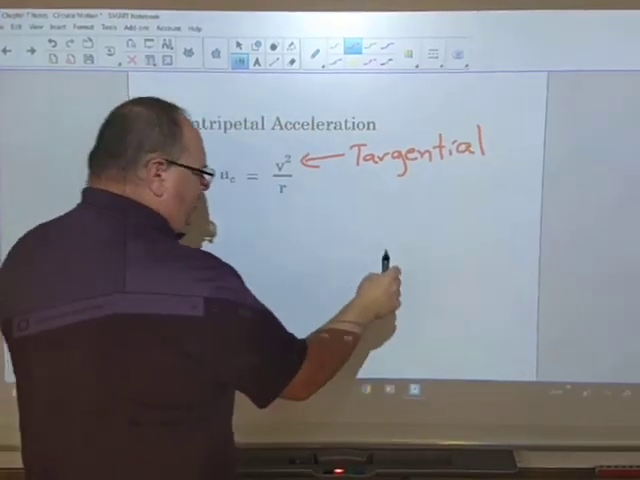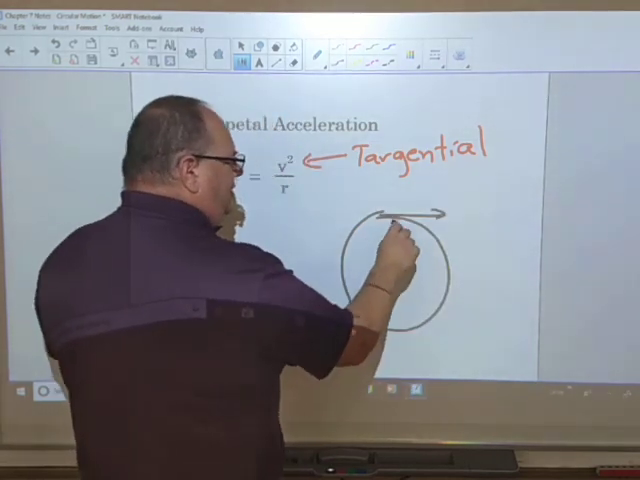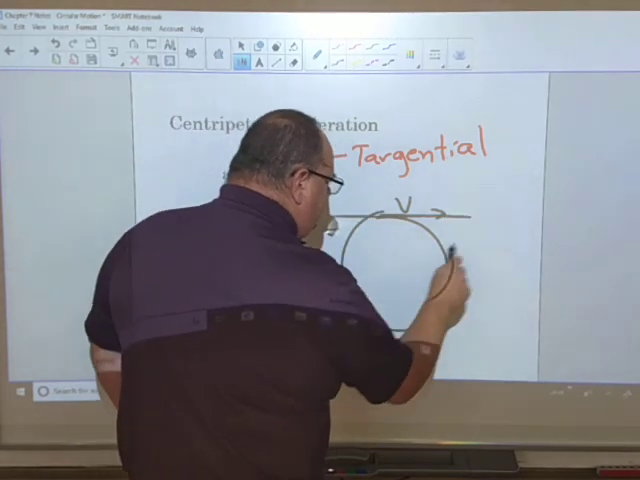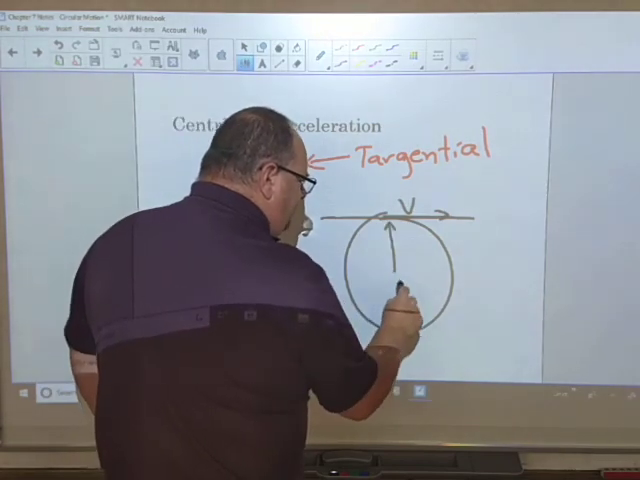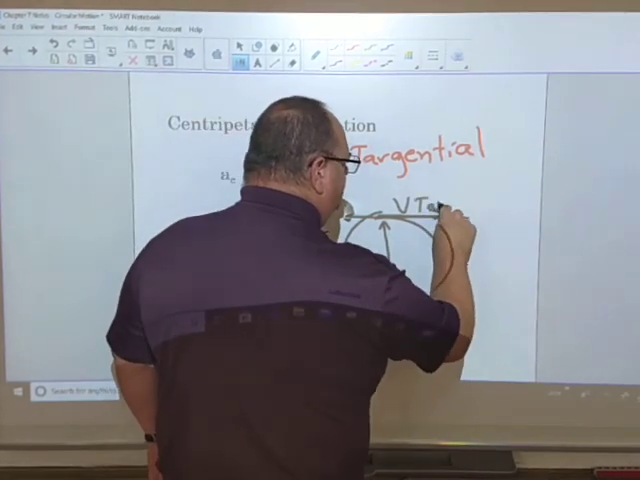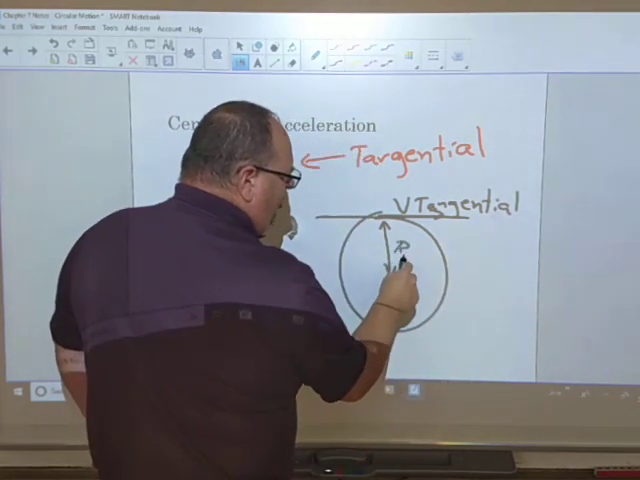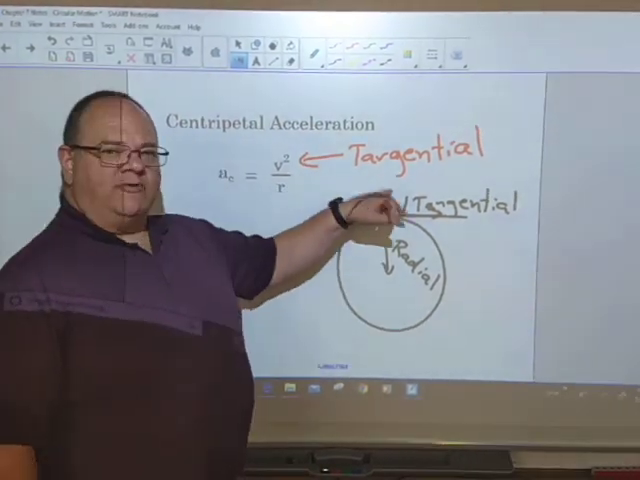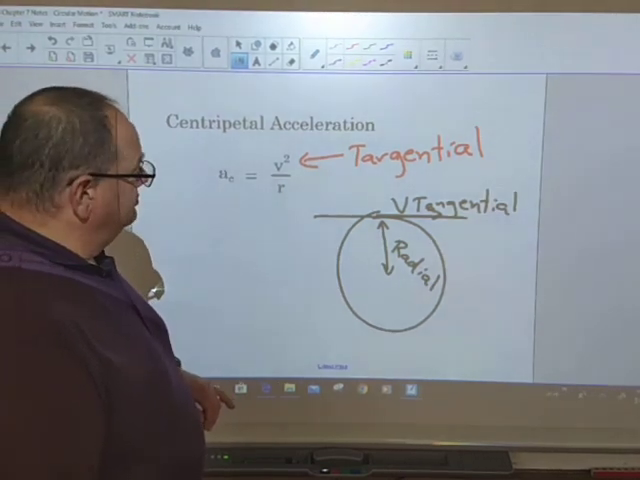Okay? All right, if I draw a circle and we're moving this way, that velocity is tangential. Okay? So a tangent intersects a circle at one point. If our motion is this way, this is tangential, and motion this way, or this direction, is referred to as radial. So we take whatever our tangential velocity is, and we divide it by the radius.